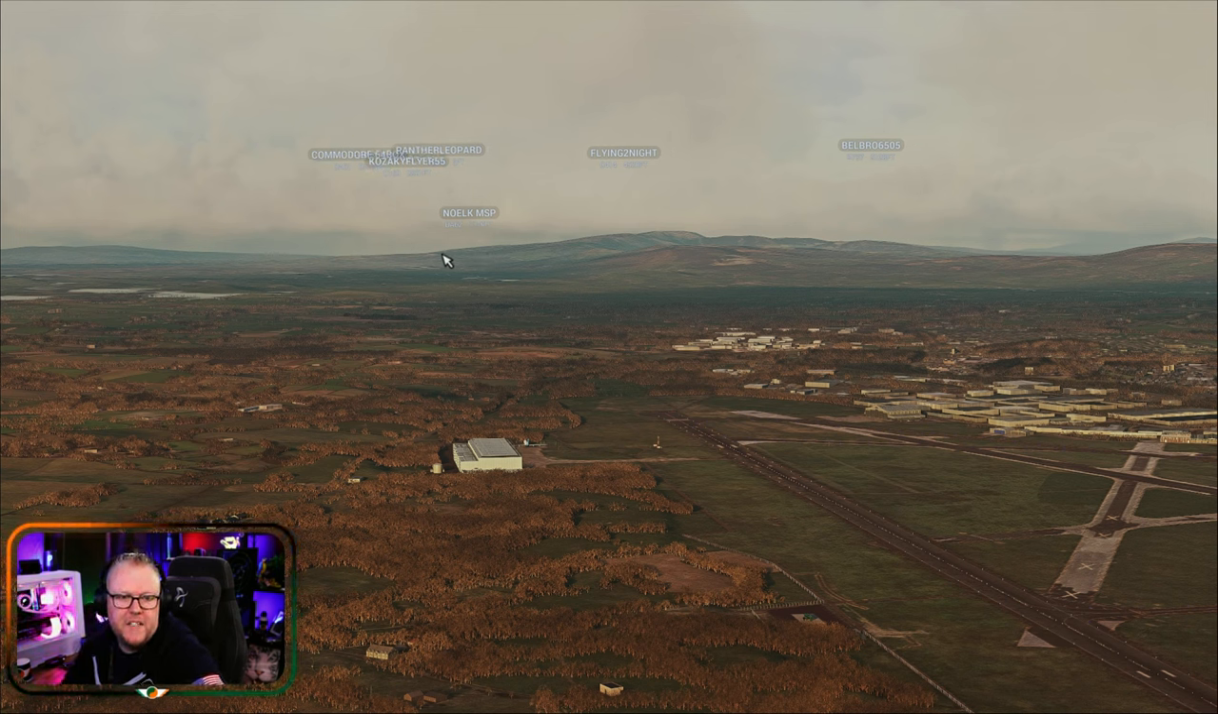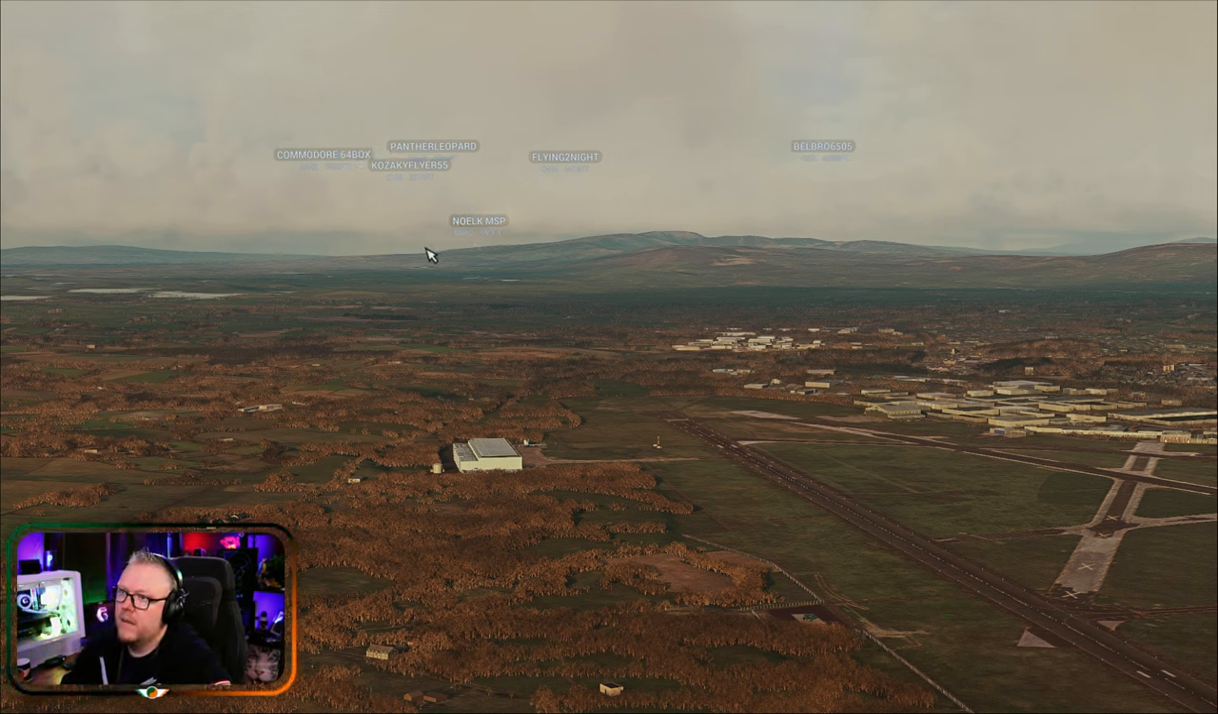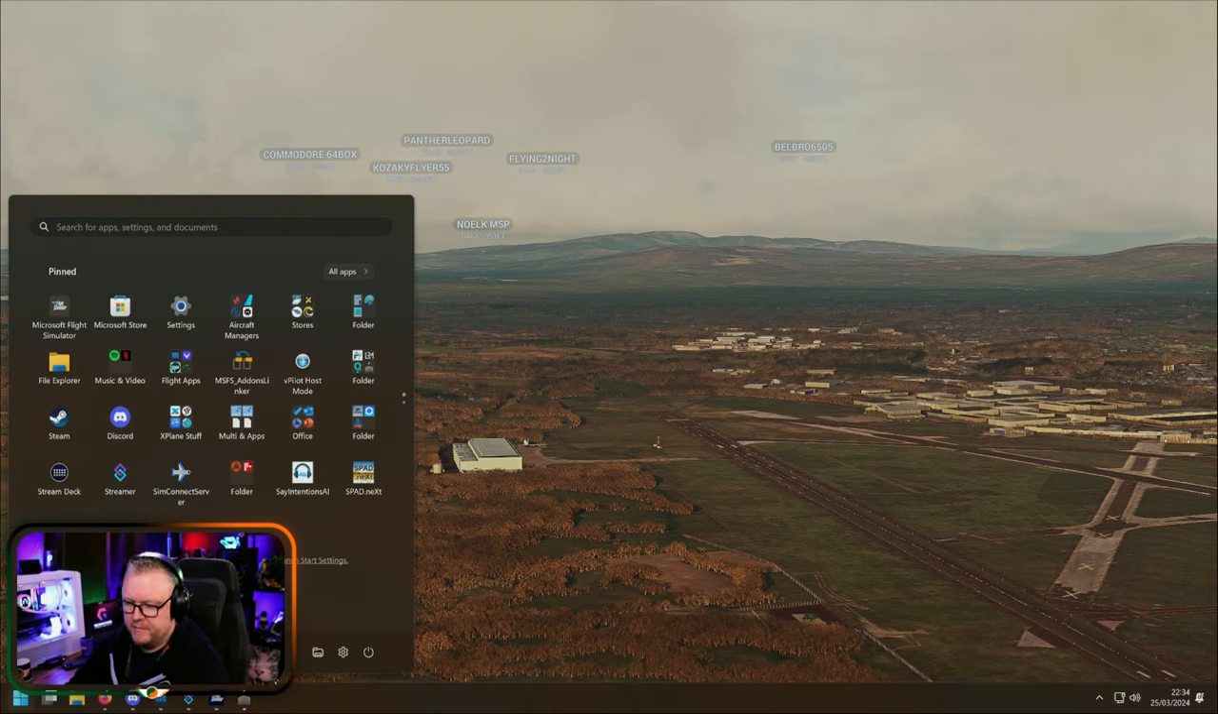Is the frequency displayed on scope based on the Discord channel that person is in? How do you make only registered users display in the radar? Once they're on the... Copy, heading 090, maintaining 4,000 feet. Good man. Right, we'll vector him now in a second.